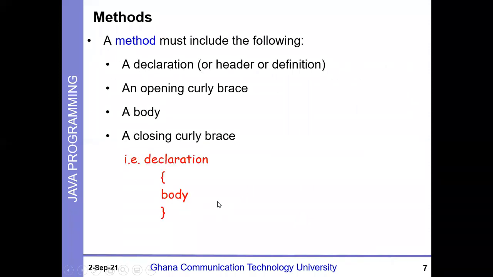So what does a method entail, or what goes into the method? Before you can use the method, there are some things you need to do for it to work. First is the declaration or the header of the method. We'll come to look at that. Then there's an opening brace and a closing brace that becomes the block, or the body of the method.